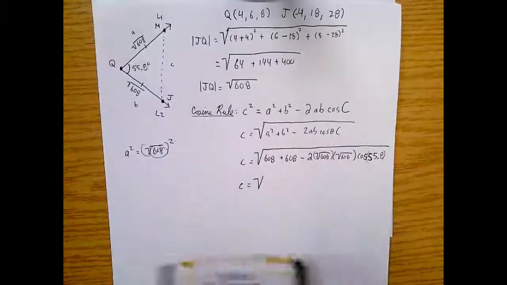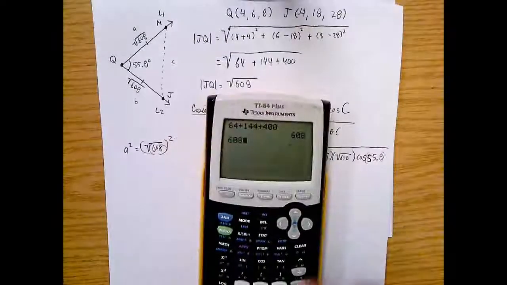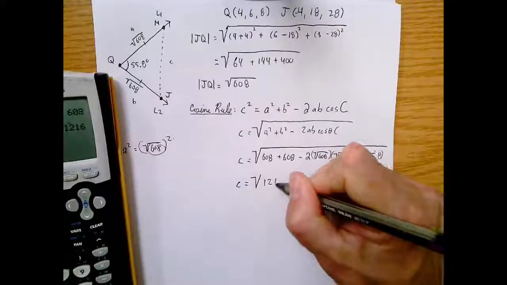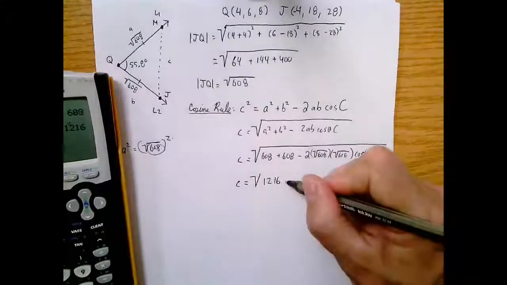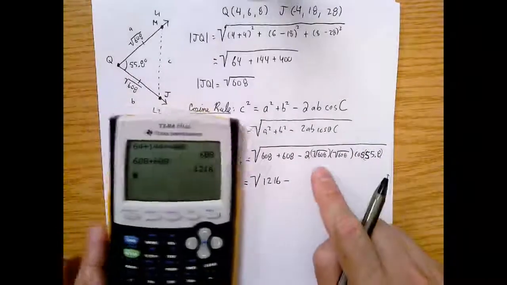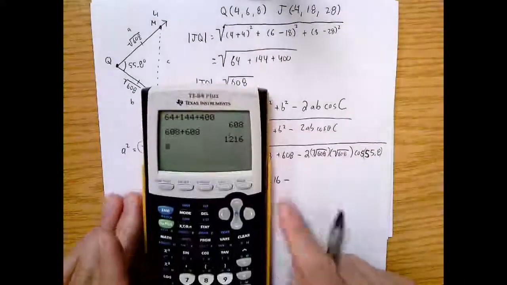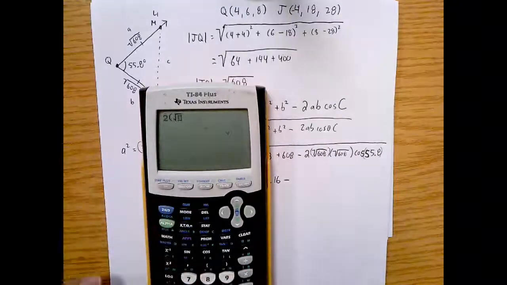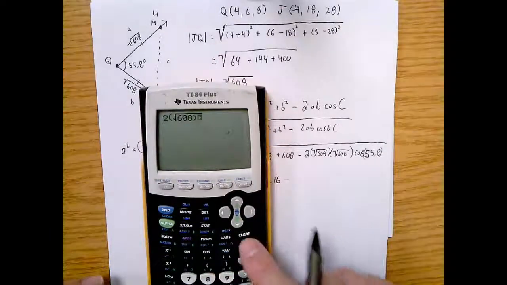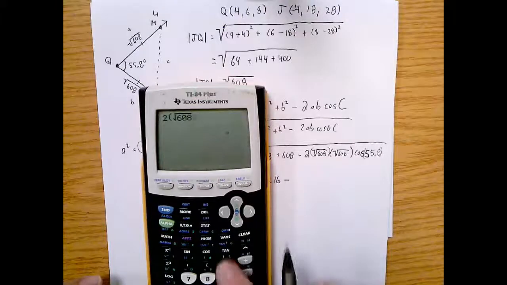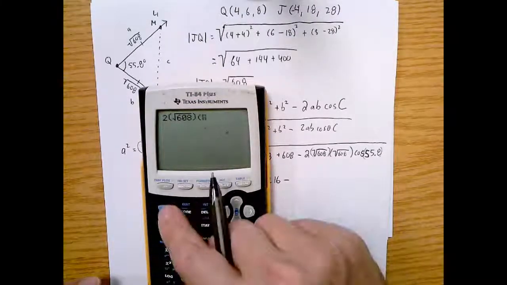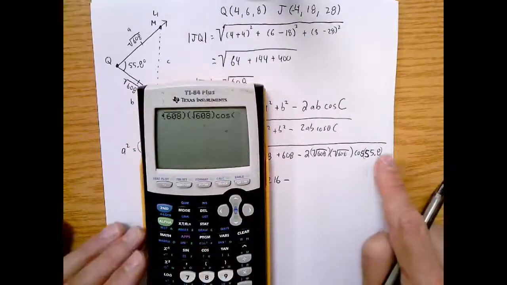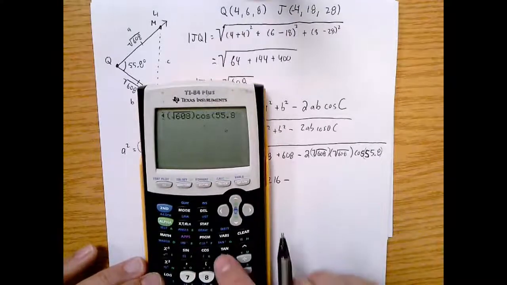Let's do some math. 608 plus 608 gives you 1216. Could have done that in my head, right? Minus, this one I definitely can't do in my head. So, 2 times the square root of 608. Oops, always do that. 608, hit the arrow over, parenthesis. Another time, square root 608, parenthesis. Then you just hit cosine. Remember, you should be in degree form. 55.8. Boom. Hit enter.